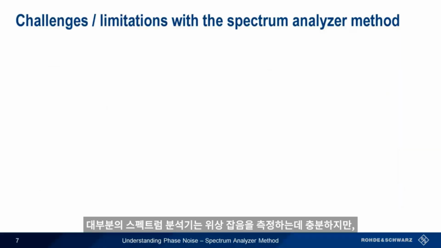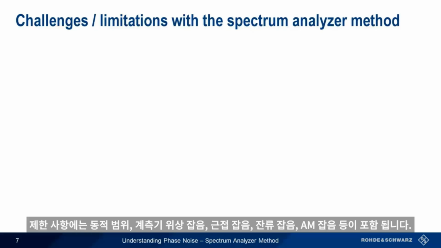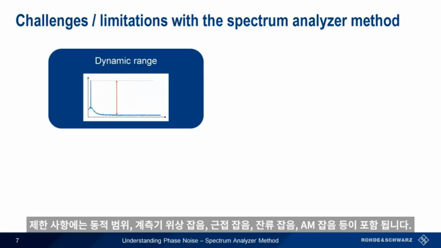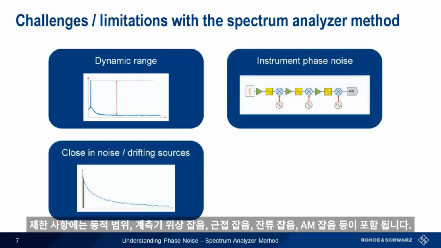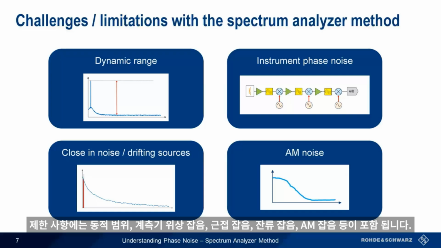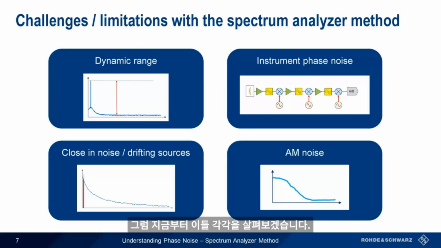In many cases, a traditional spectrum analyzer is sufficient for making phase noise measurements, but it's important to be aware of some of the challenges or limitations when using the spectrum analyzer method. These are dynamic range, instrument phase noise, close-in noise or drifting sources, and AM or amplitude noise. Let's spend a few moments looking at each of these.